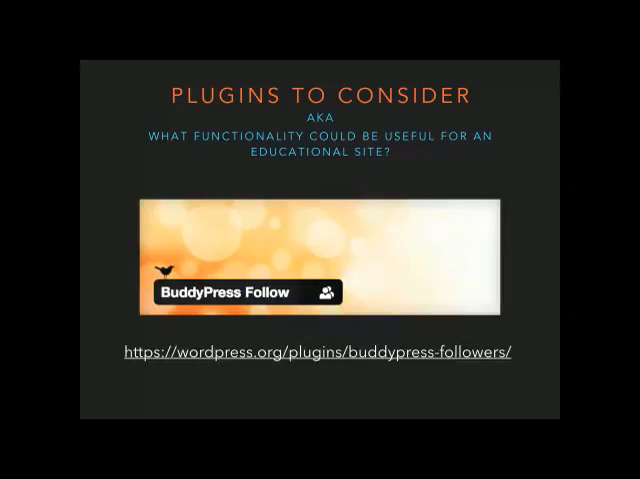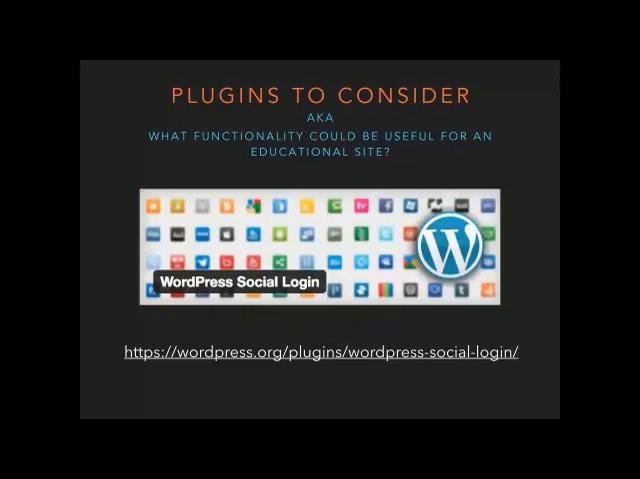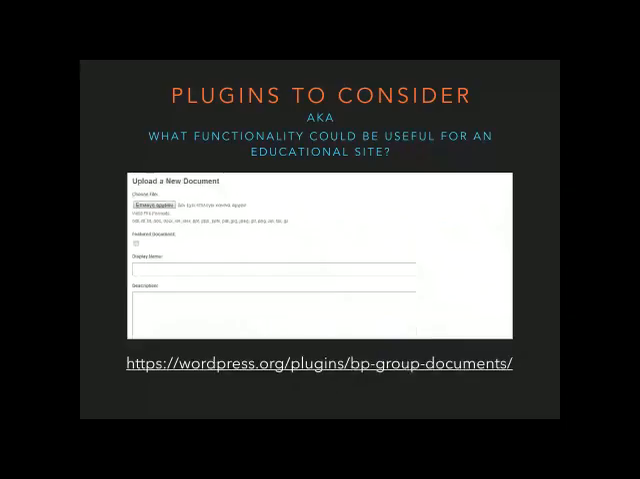BuddyPress Follow is another great plugin. This allows you to follow people like on Twitter instead of the Facebook type of friending that BuddyPress has out of the box. WordPress Social Login plugin allows people to log into your site without having to enter a username or password or register. Instead, they can click on their Google, their LinkedIn, their Twitter, their Facebook, and a bunch of other possible choices so people can log in with their social login information, which I'm sure you've seen.